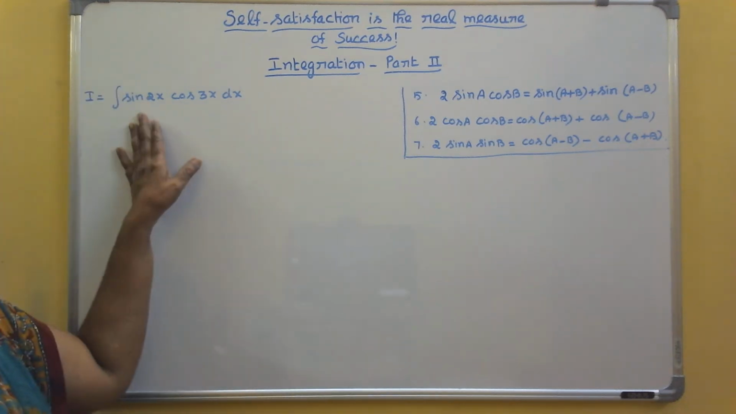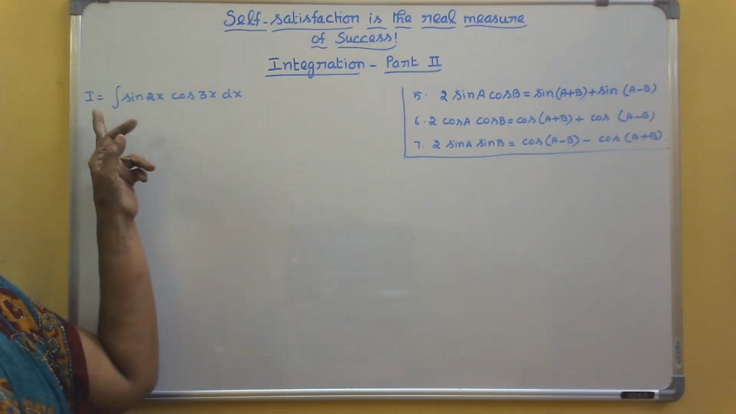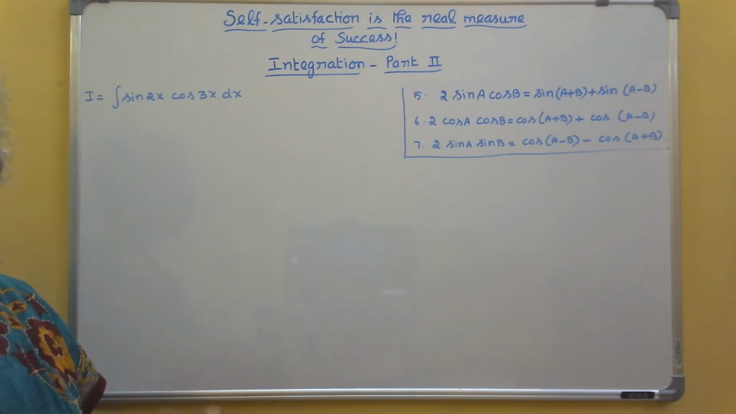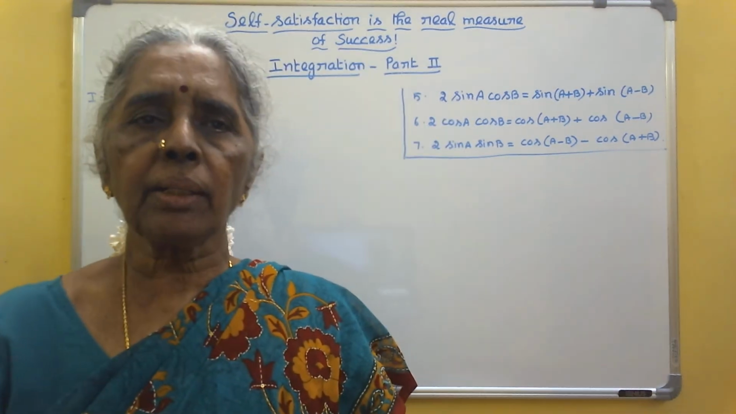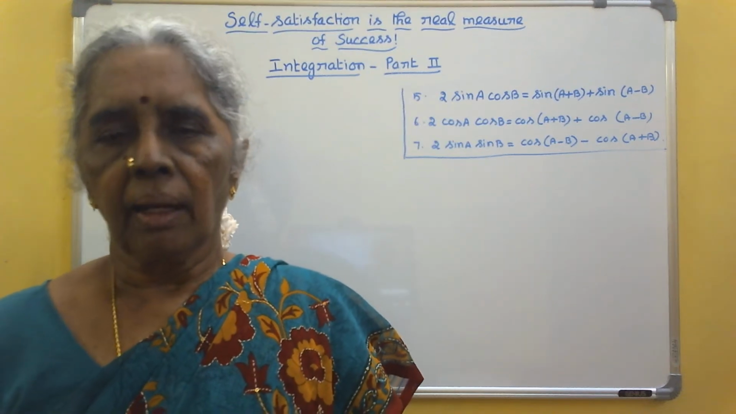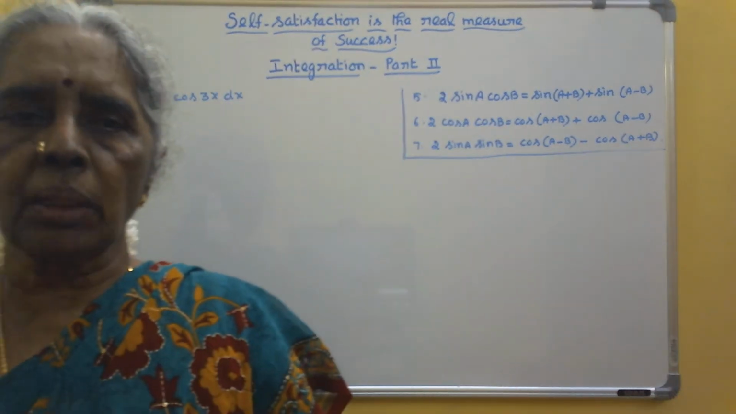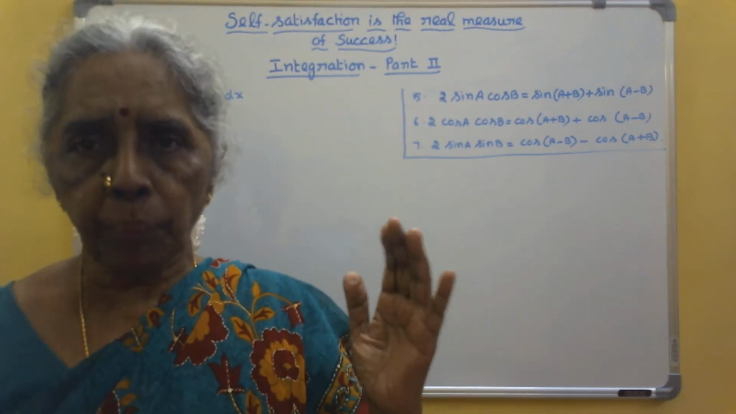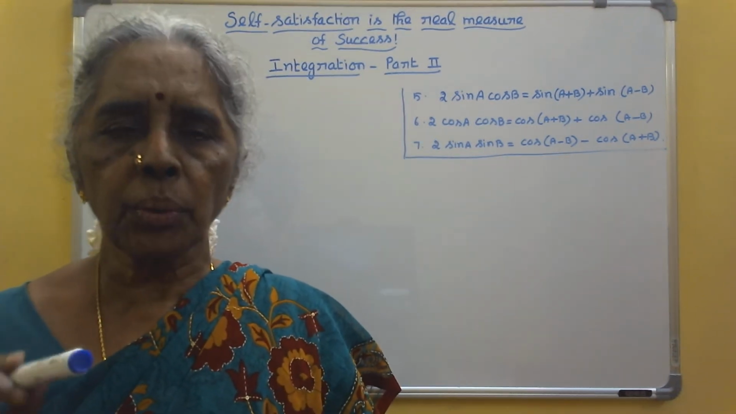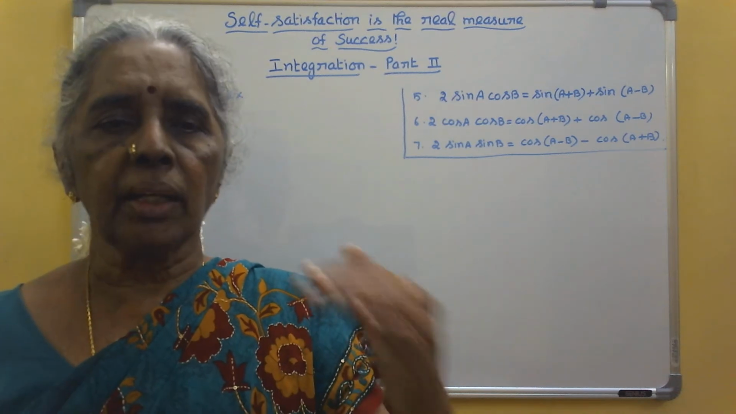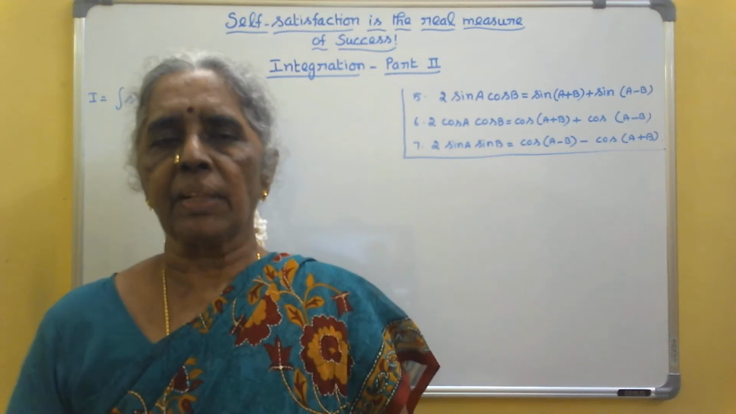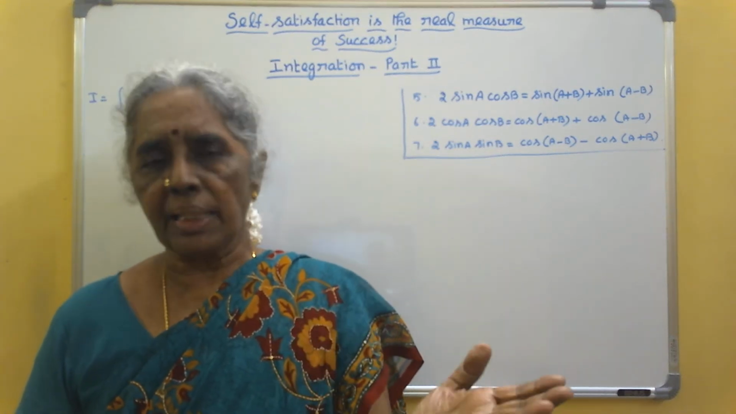Now look at this sum. I is equal to integral sin 2x cos 3x dx. Actually you are having a product of 2 trigonometric functions. Both may be sine, both may be cos, or one sine and one cos. Whatever, if it is a product form, we are going to use a trigonometric formula and convert it as a sum or difference of 2 trigonometric functions. Then we can integrate them easily.